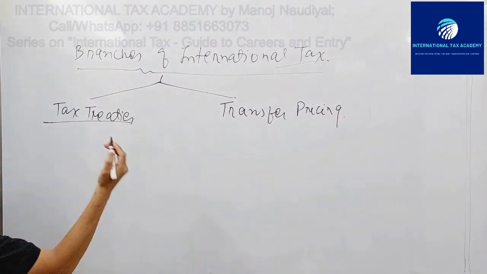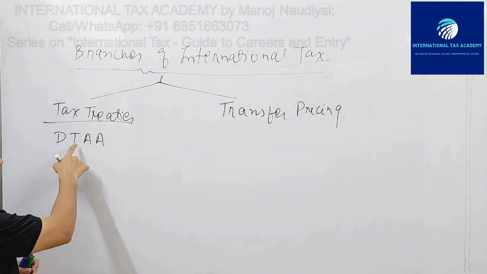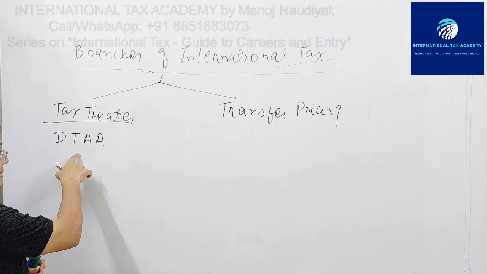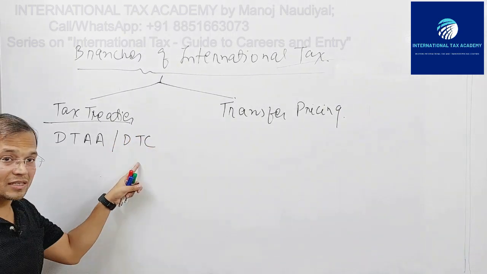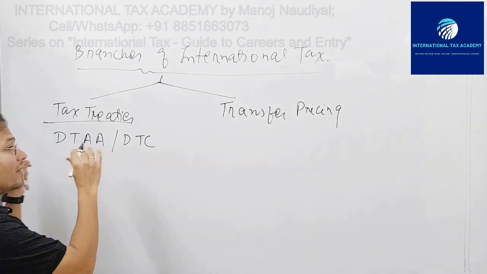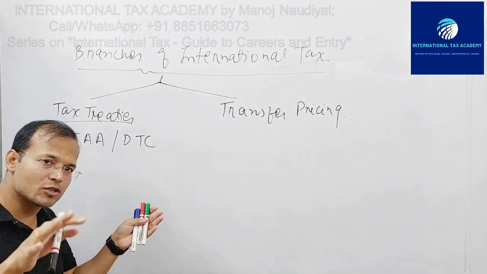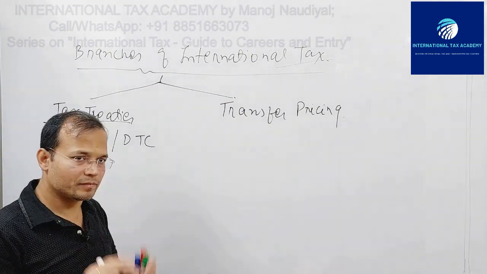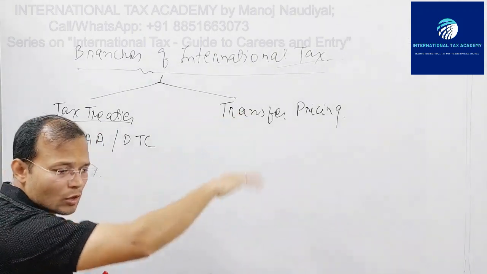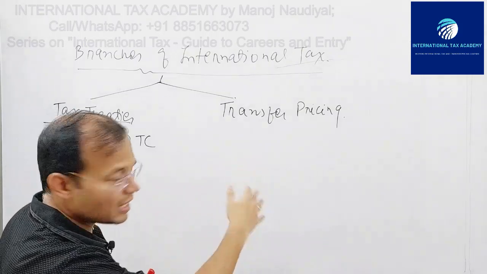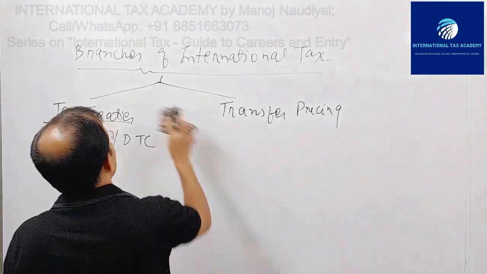Tax treaties are also known as DTAAs, that is Double Taxation Avoidance Agreements, or DTCs, that is Double Taxation Conventions. And by the very name you would understand that their objective is to prevent double taxation. Let's focus upon tax treaties first, and the second branch, transfer pricing, we'll visit after we are through with this.